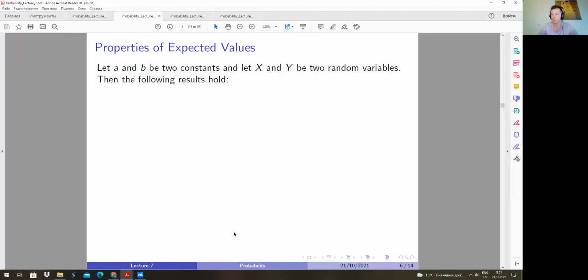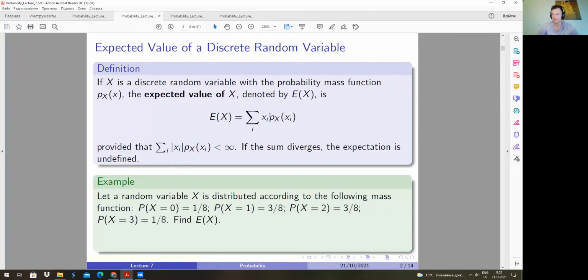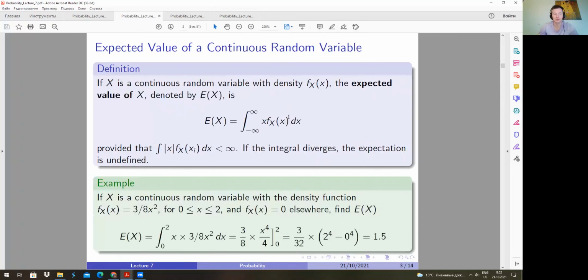Okay, so now let's speak about some properties of these expectations. So suppose we have two constants, a and b, and we have two random variables, x and y. And then we will get the following results. So first of all, expectation of a constant is just the constant. Why? Because a constant has only one value with probability equal to 1, right? So when you apply this definition of expectation to the constant, you have a multiplied by 1, which is just a. Nothing is needed to calculate.